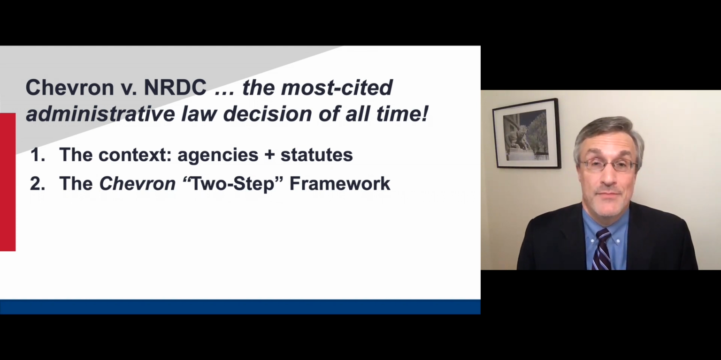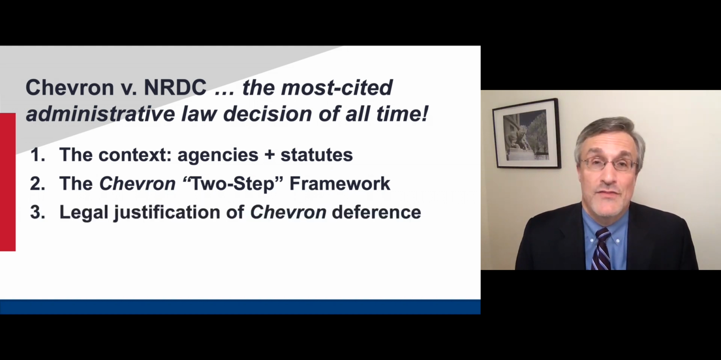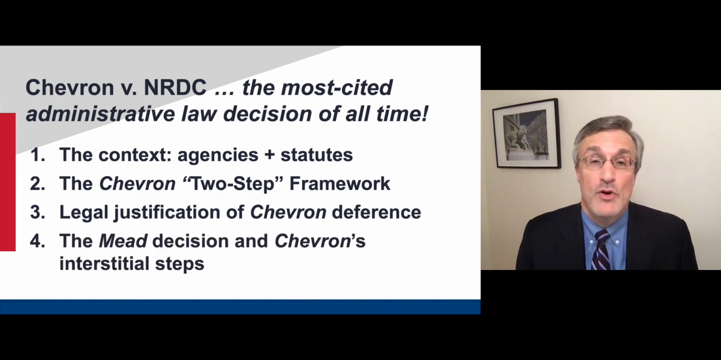So the second thing I'll do is talk about the Chevron decision and the two-step framework that it has articulated. The third thing that I'll do is address the legal justifications for Chevron Deference. And I'll explain what Chevron Deference is once we go through the two-step framework. Finally, I'm going to talk about another Supreme Court decision, a decision known as Mead, which amplified and followed on Chevron and makes clear that the Chevron framework actually has more than just two steps. There are some steps in between step one and step two.